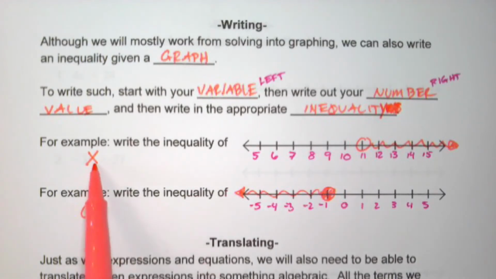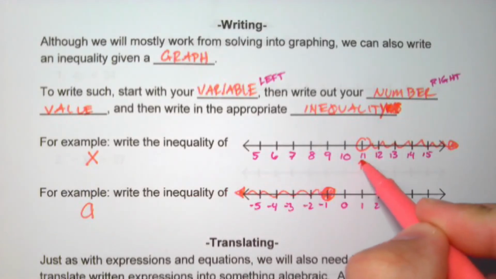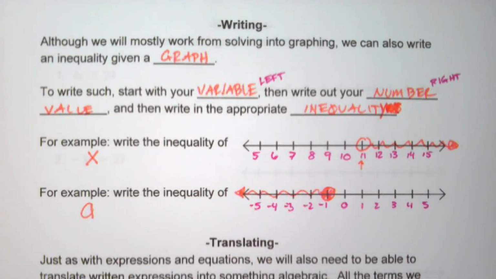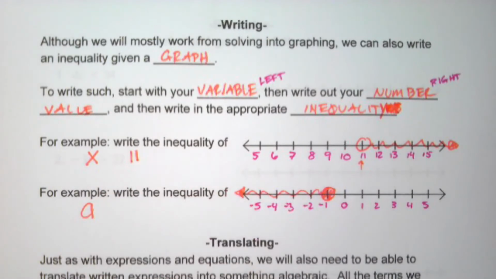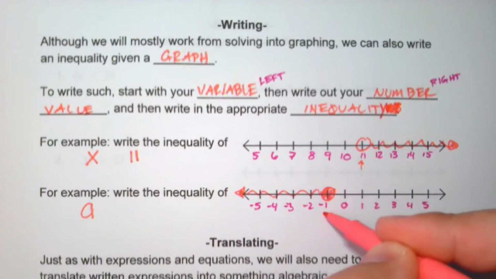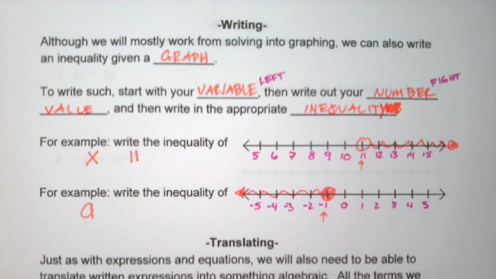Now for the first example, I need to see what number are we focused on and you look out here on that number 11 where we have that circle, that is our number value we're comparing to. So I'm going to put that 11 now to the right. Now for the second example, I'm going to do it kind of at the same time. I look and I see that there's either an open and closed circle on this number, -1, which we're also going to write to the right.